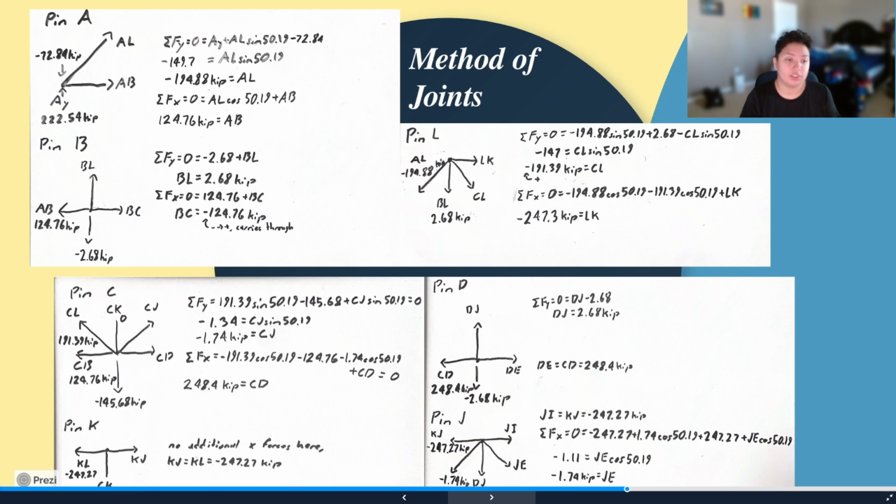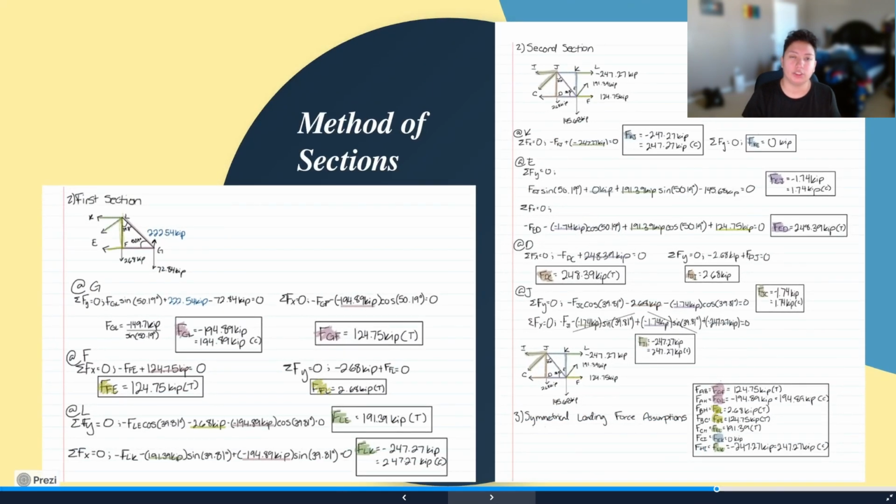So for our method of sections calculations, I went ahead and chunked it up into 2 different parts. The first section being cut between KL, EL, and EF. I started from the most rightward end, going from G, going to F, and then ending at L. And then for the second section, I made the right-hand side equal to the left-hand side of the first section. That way, just to make it a little bit easier, since we already calculated those numbers.